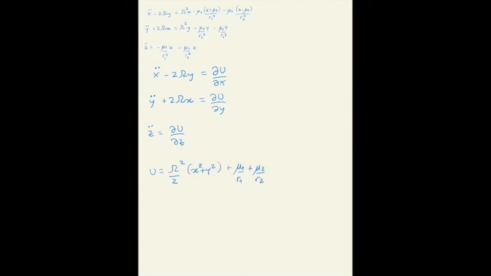In this equation, x squared plus y squared is the centrifugal potential, and the terms 1 over r1 plus 1 over r2 are the gravitational potential. The partial derivatives of these are what give rise to the centrifugal and gravitational forces. And these terms here are the Coriolis force.